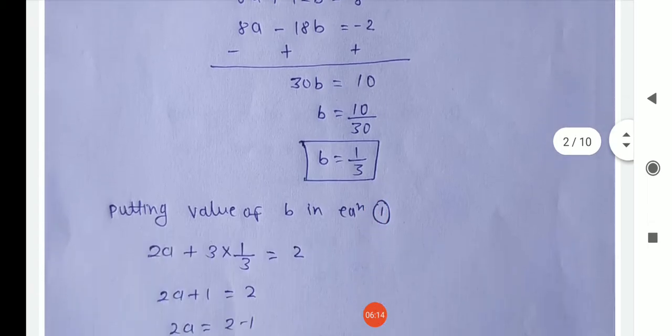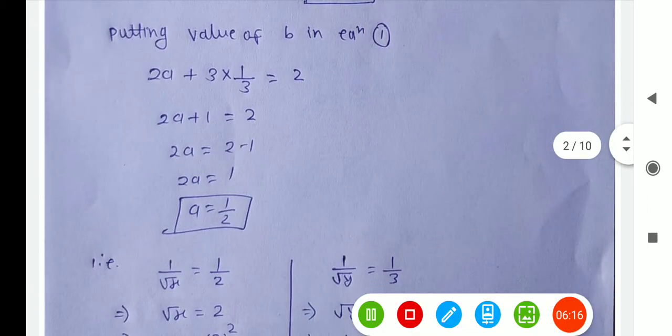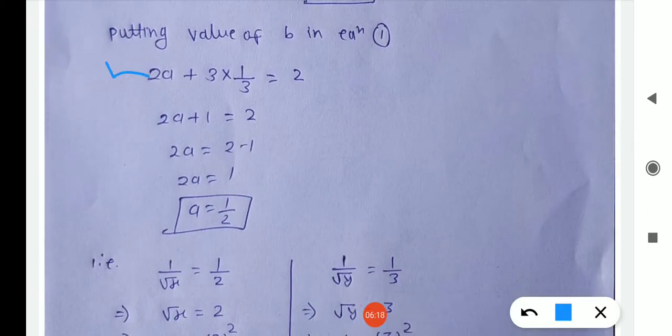Now we put the value of b in equation first to get the value of a. The 3s cancel out, so 2a plus 1 equals 2. So 2a equals 2 minus 1, so a equals 1 upon 2. So a and b are not our answer.